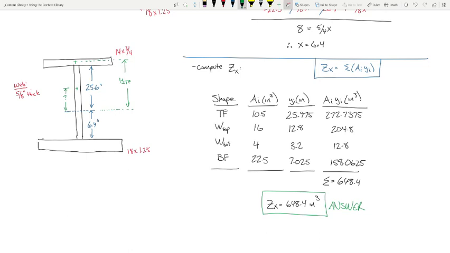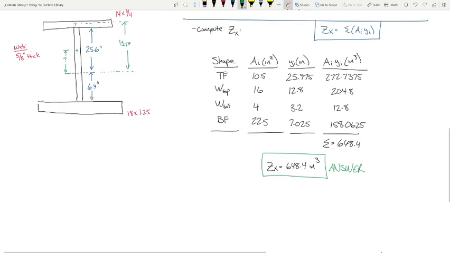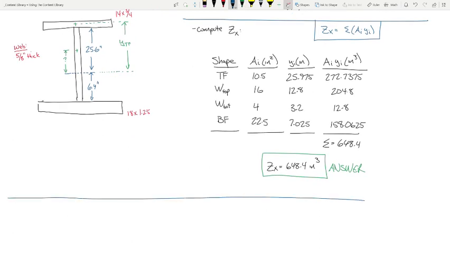And I'm going to show you here in a little bit how you would have to handle the moment of inertia. And it is a lot harder than what we just did here. It's a lot harder, okay? But we're not quite done, because if we want to compute the plastic moment, that is just Zx times Fy.